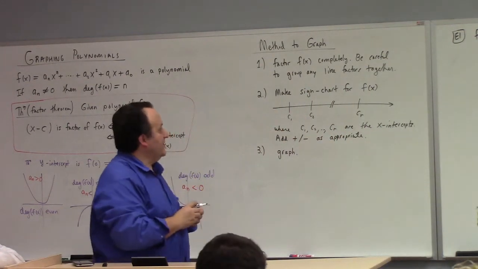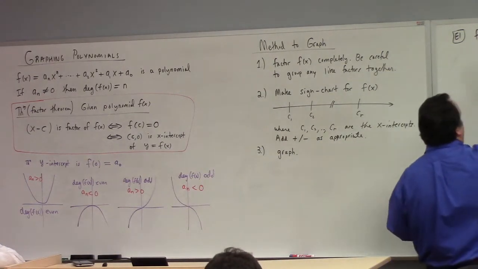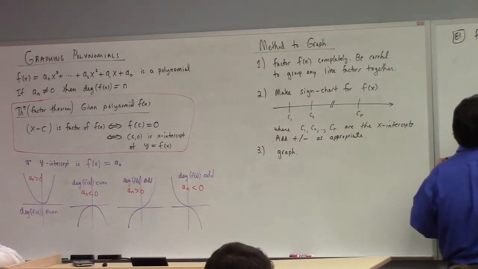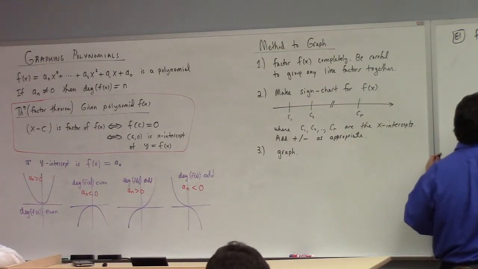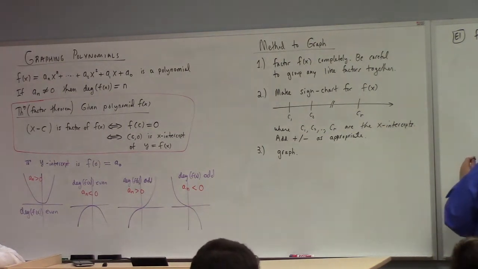Now, this is what I was talking about. Group any like factors together. So we have like factors here, right? We've got x plus 1 once, then twice over here, so we get a cube on that one. And then, of course, we've got our x minus 1 and our x minus 6 squared.